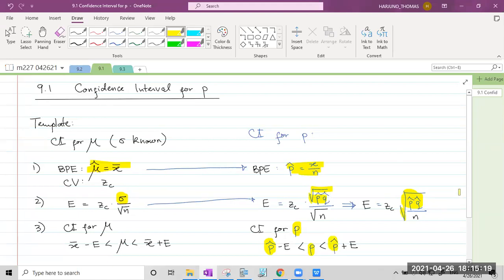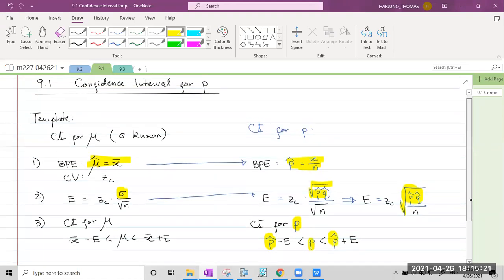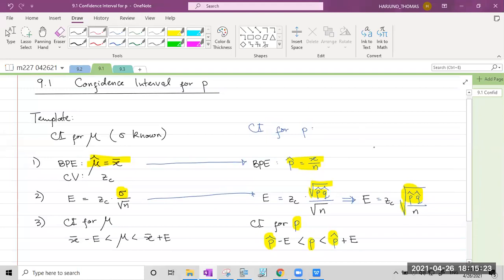Just in case you want to know, what is Q hat? Q hat is 1 minus P hat. Okay, I will take a break. I will come back at 6:25 and then we will do some problems from there. And then I need to say something about 9.3. See you later.